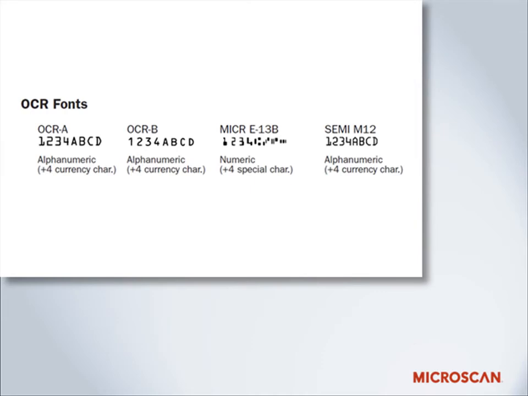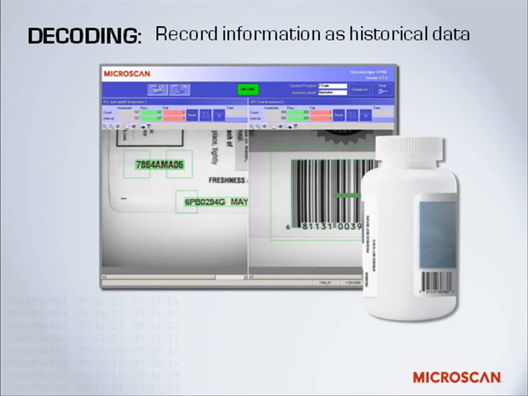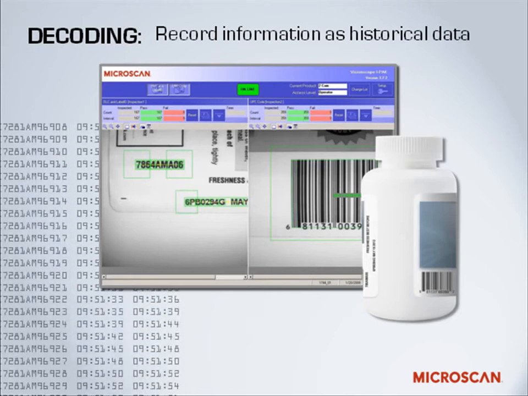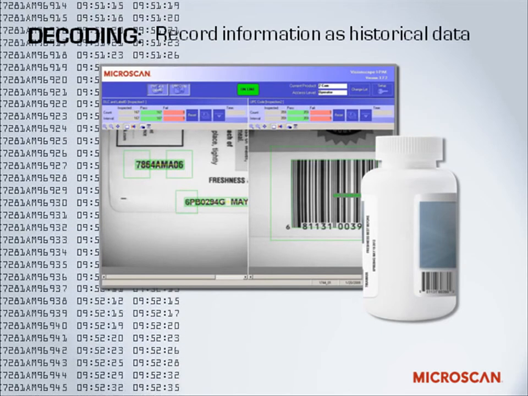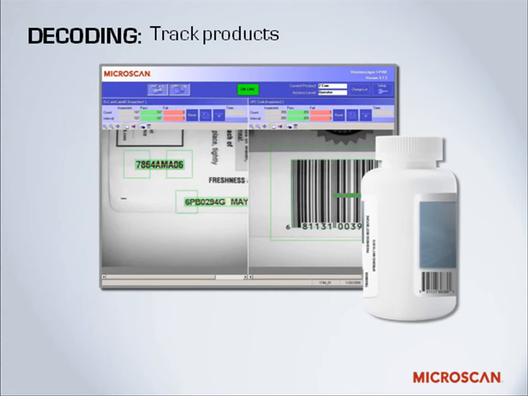Decoding is typically used to record information as historical data. That way you have a record of parts that have gone through a process. You can track the path that a part took through that process and use that data for immediate action, meaning that you can look at the data and sort based on what it says.